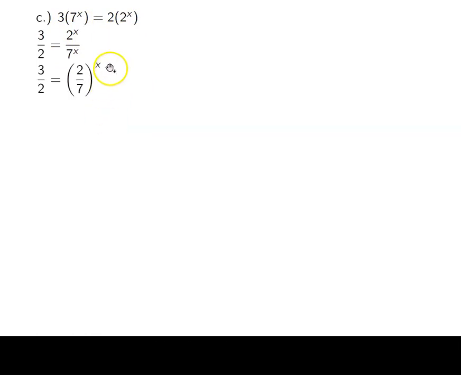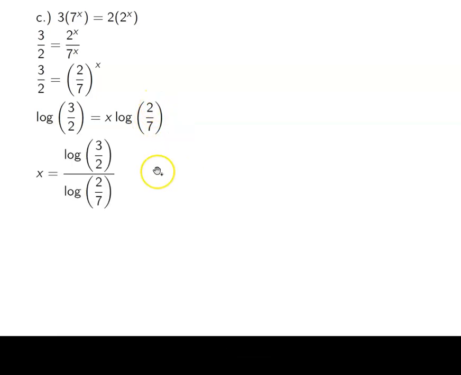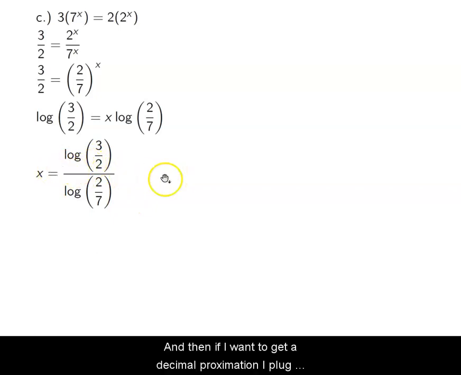Okay. So now I can take the log or natural log of both sides, right? Which makes this x come out to the outside. Then to isolate the x, I divide both sides by log 2 over 7. Again, I have an exact value, right? And then if I want to get a decimal approximation, I plug this in, and then I can get my 4 decimal point approximation.